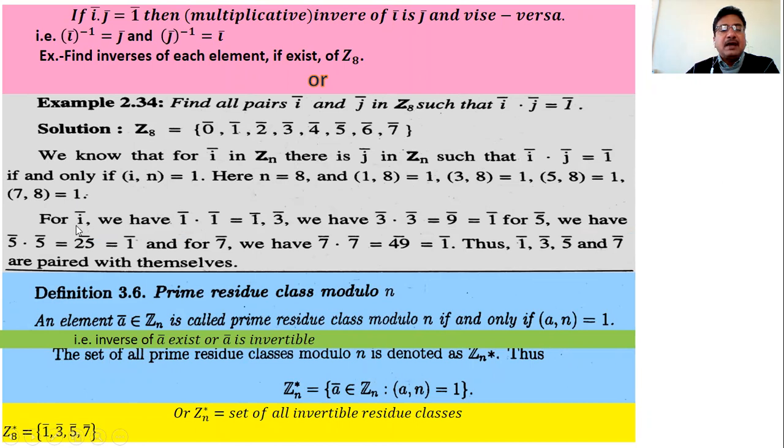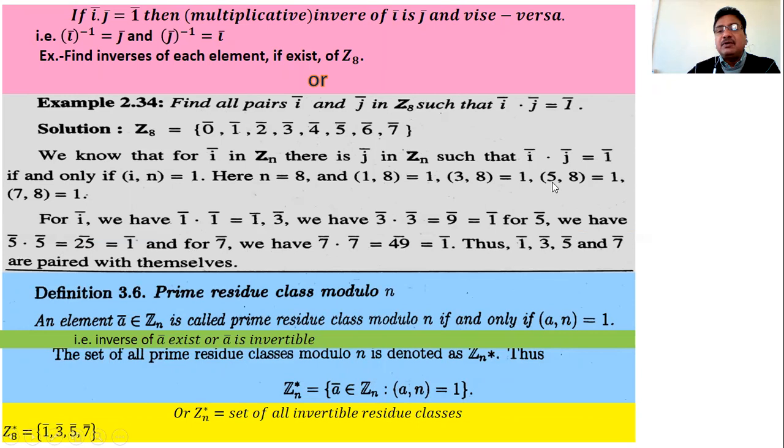So for I bar we have 1 bar times 1 bar is 1 bar. So the inverse of 1 in Z8 is itself, 1 bar. Then if we take 3 bar, 3 bar times 3 bar is 9 bar, and 9 bar is 1 bar in Z8. So the inverse of 3 bar is itself, 3 bar. The inverses of 1, 3 and 5 exist. So what is the inverse of 5 bar? 5 bar times 5 bar is 25 bar, which is 1 bar. Therefore, the inverse of 5 bar is itself, 5 bar.